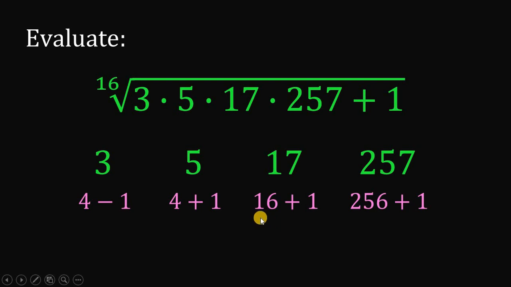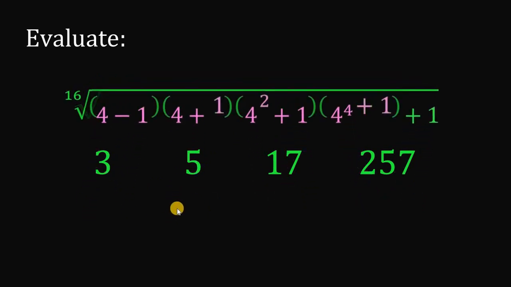Now, take note that this 16 is just 4 squared, and this 256 is just 4 raised to the 4th power. So, 3 is just 4 minus 1, 5 is just 4 plus 1, 17 is 4 squared plus 1, and 257 is just 4 raised to the 4th power plus 1. Now, let's replace those numbers with their equivalents, like this.